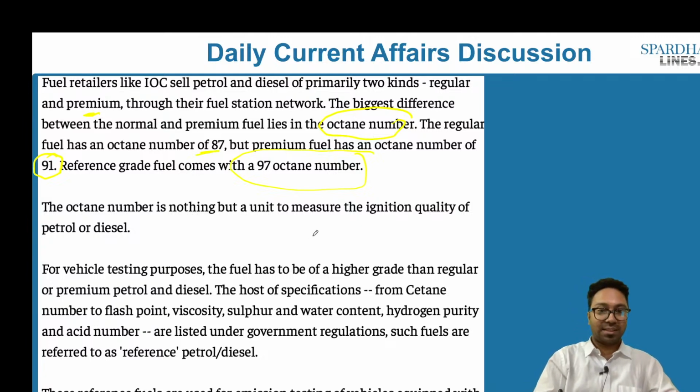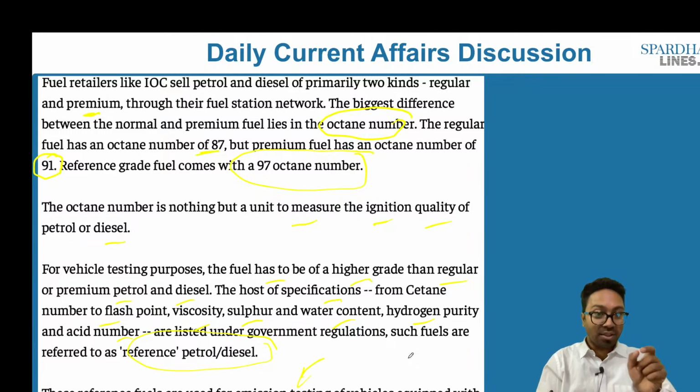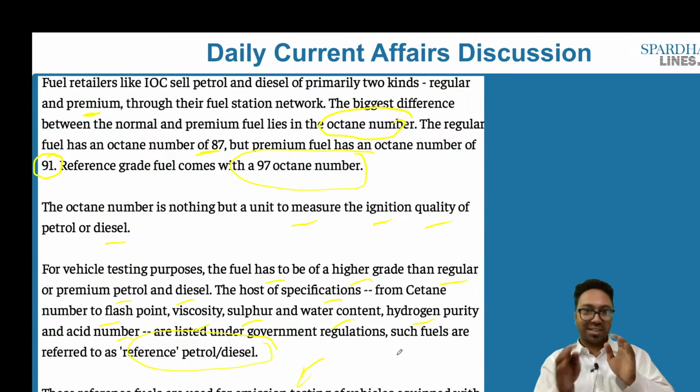The octane number is nothing but a unit to measure the ignition quality of the petrol or the diesel. For vehicle testing purposes, the fuel has to be of a higher grade than regular or premium petrol and diesel. The host of specifications include cetane number, flash point, viscosity, sulfur, water content, hydrogen purity, acid number. They are all listed under government regulations, and such fuel is what is called reference petrol or diesel. These reference fuels are used for emission testing of vehicles equipped with spark ignition engines. This is what we have to understand with respect to this topic.